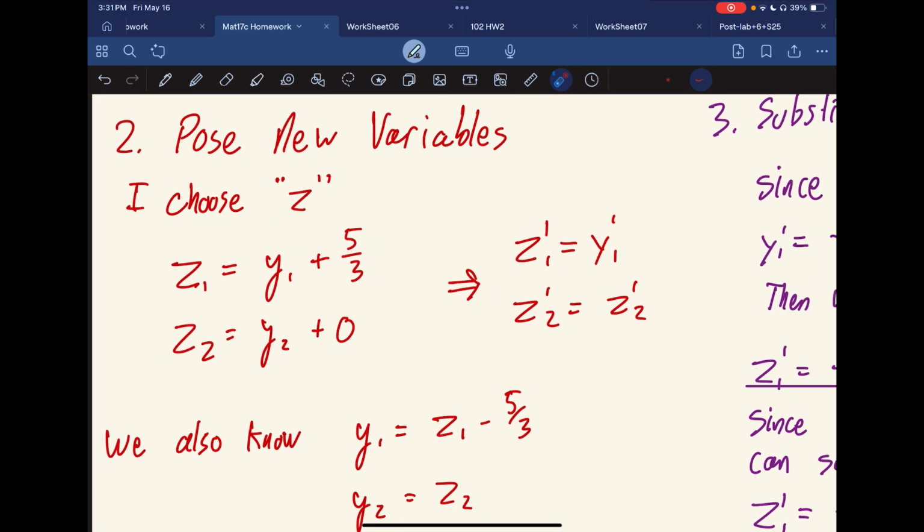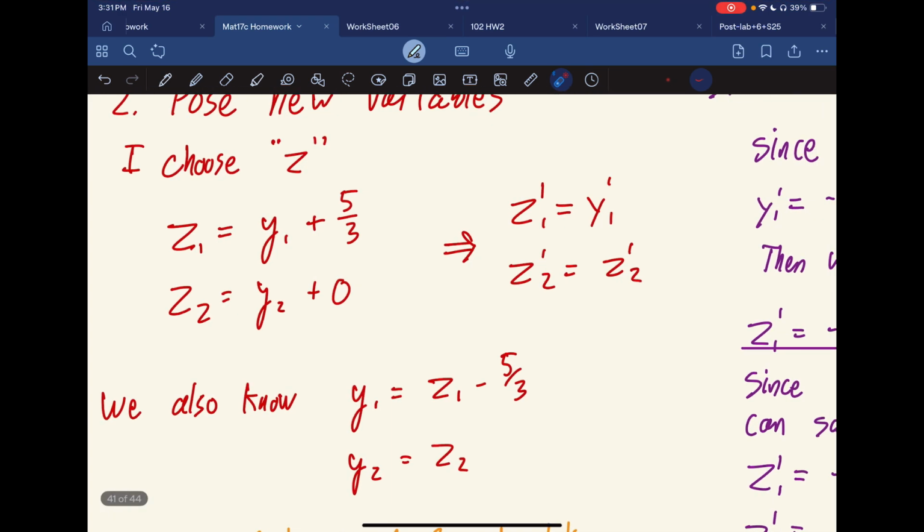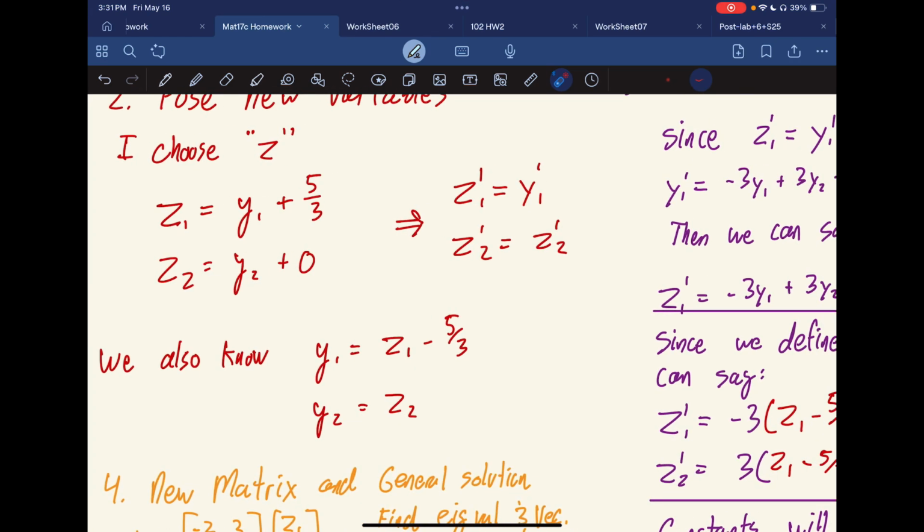So there's a couple of properties that are important for this. Right off the bat, the derivative of z is going to be equal to the derivative of y, because the derivative of a constant is just 0. So realistically, it kind of looks like this. And this gives us some useful properties that we're going to need very soon.